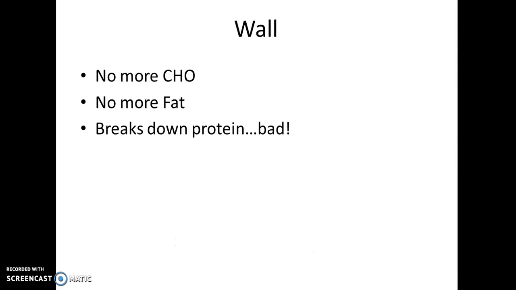So when you hit the wall, as runners sometimes do, that means you have no more carbohydrates left. You've broken down all the fats, because if you look at marathon runners, there's not a lot of fat on those people. And you start breaking down proteins, and that's bad. Bad, bad, bad. Because your heart's a protein, your brain's a protein, muscles are proteins. You never want to do that. Okay?